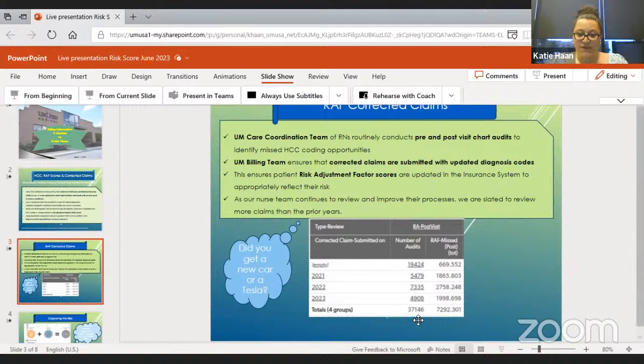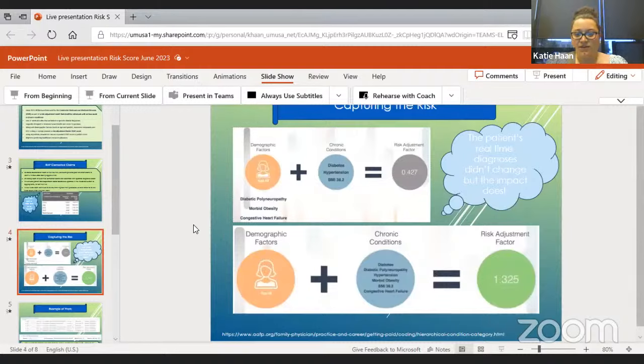In total, there's been about 37,000. But you can see that we did 5,000 corrections in 2021. We did 7,000 corrections in 2022. And at this point in 2023, we've almost reached the amount that we did in 2021. So as we continue to do these audits, we're definitely able to identify areas for improvement. I put a little blurb here about the specifics of, do you have hypertension or do you have hypertension with other issues? So it's kind of like, did you get a new car or did you get a specific type of car, like a Tesla? This explains it a little bit better.